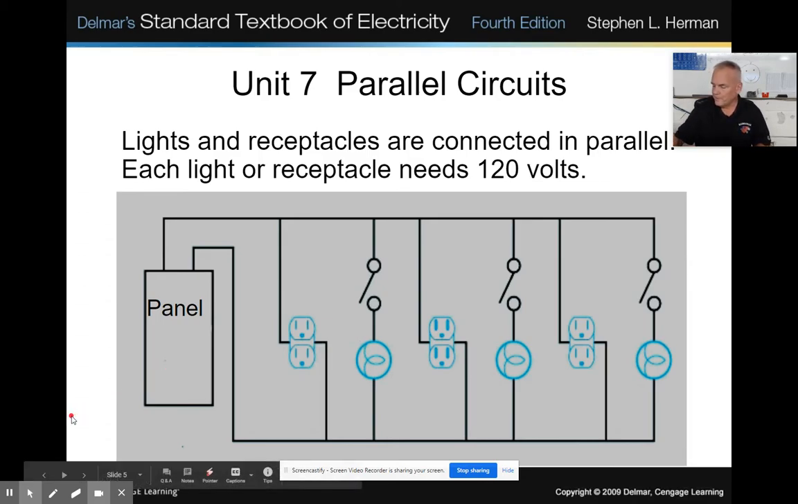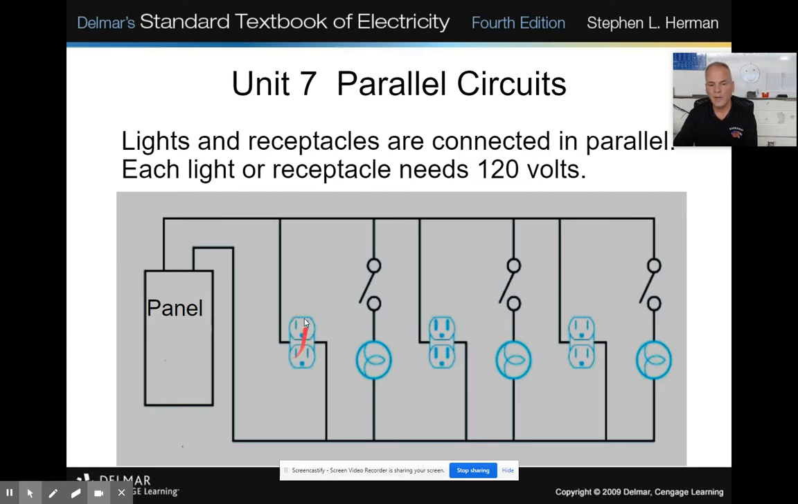You know, in a string of Christmas lights, if you just pull a light bulb out, a whole section of your light bulbs will go out. Those are all connected in series. But in parallel, if you take this out, everything else still works. Notice how we've taken the light bulb out of the circuit by opening the switch? These receptacles still work because they're still connected.